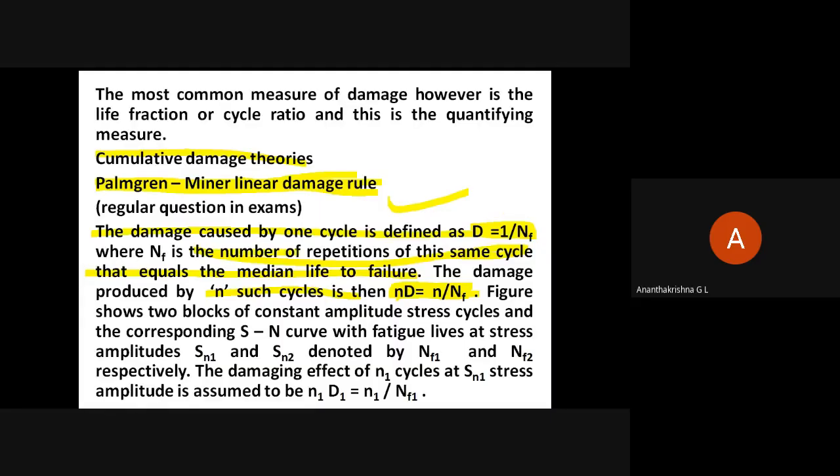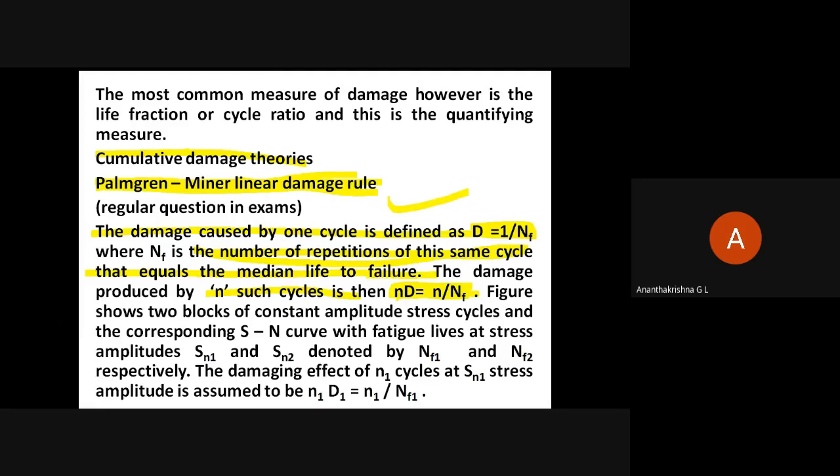Is that okay? So according to this Palmgren-Miner rule, the damage caused by one cycle is defined as D is equal to 1 by NF, where NF is the number of repetitions of the same cycle that equals the median life to failure.